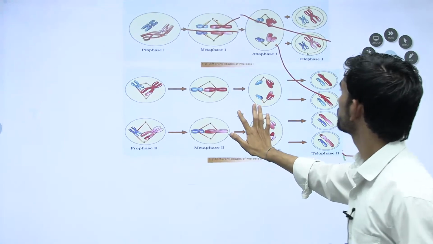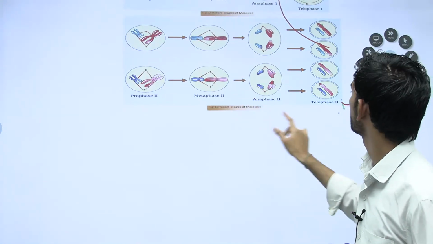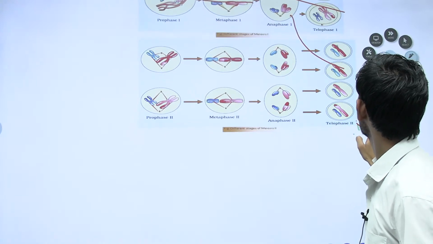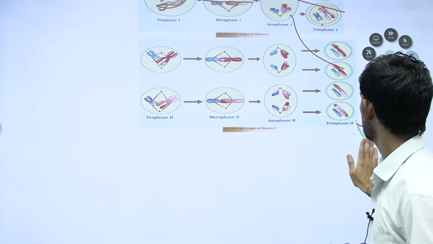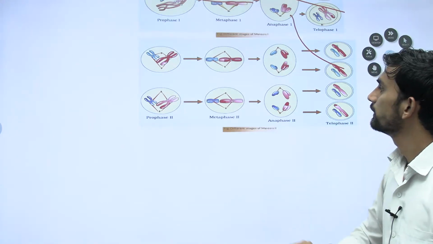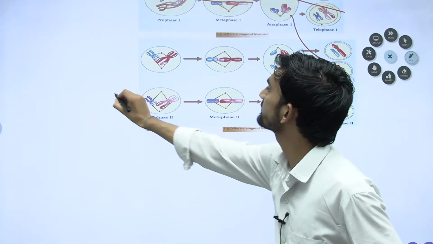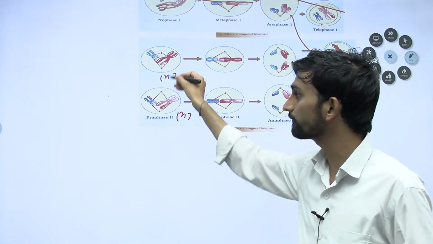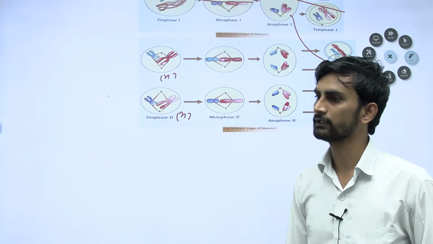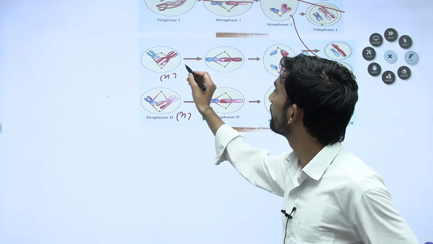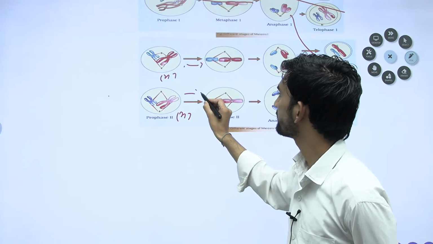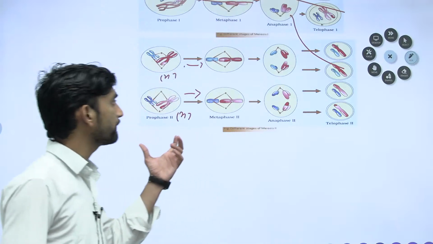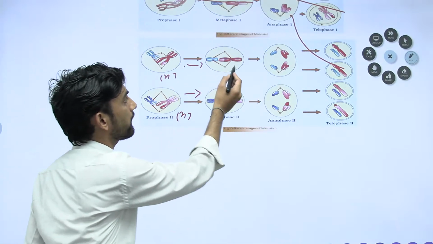So this is meiosis 2. In meiosis 2, both cells will have n number of chromosomes. This will also have n number. This is the end of meiosis 1. Two daughter cells are formed. After that, what's happening? Both cells will undergo meiosis 2. When both cells undergo this meiosis 2 cell division, this will also undergo prophase 2.